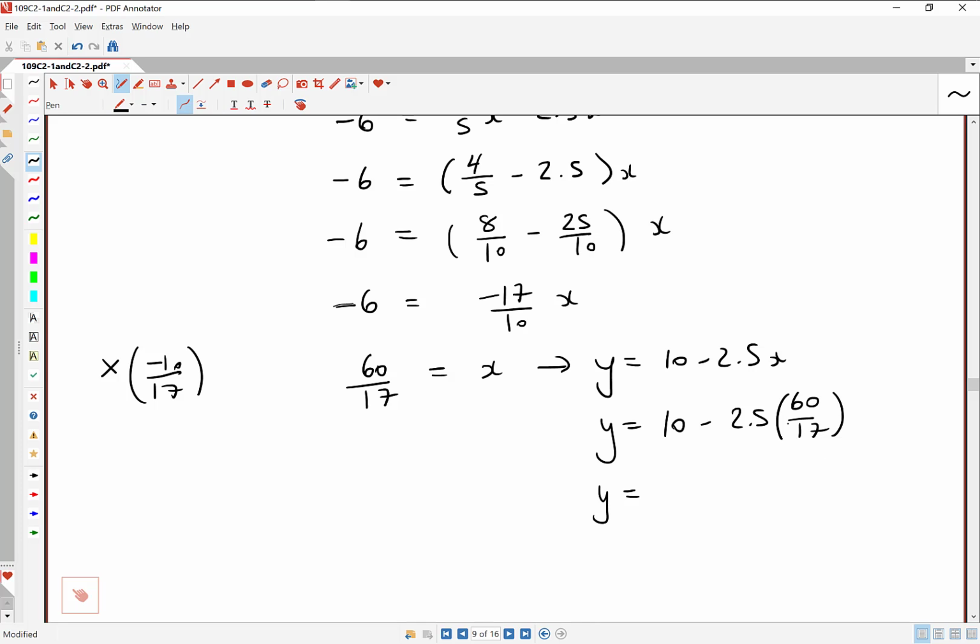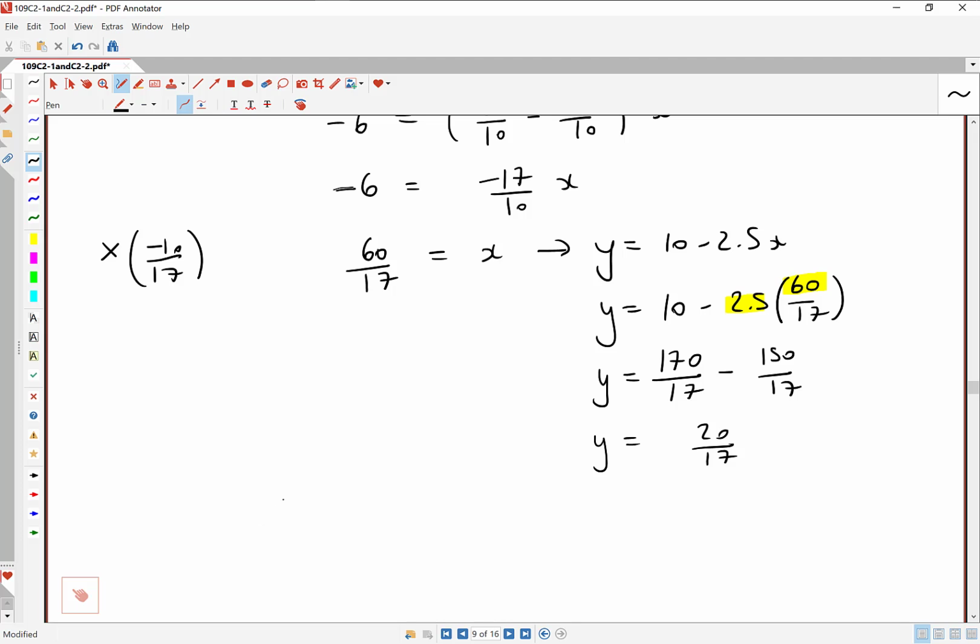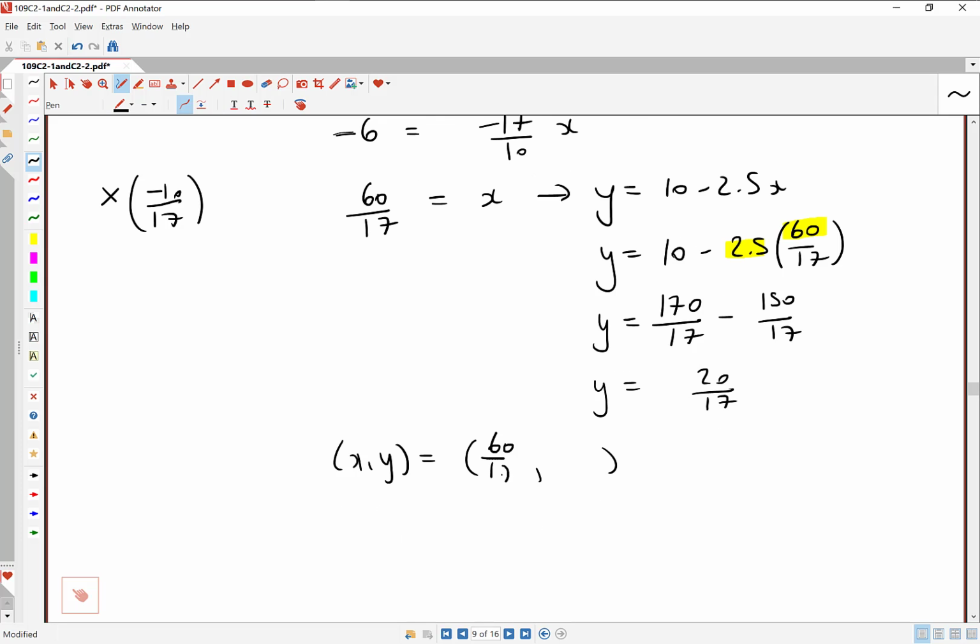I can see that everything's going to be over 17. So let's take that 10 and multiply top and bottom by 17. That'll be 170 over 17 minus, now this number is just going to multiply with the numerator of the fraction. So that's going to give us 150 over 17. And there we have our y value. It's going to be 20 over 17. So wow, that was quite a bit of practice with fractions. Our coordinates for our vertex here are 60 over 17 and 20 over 17. So that is vertex B.